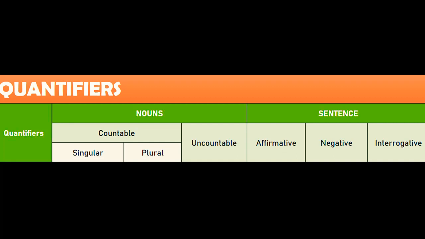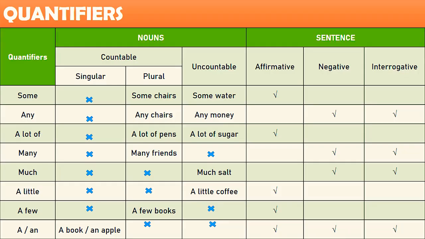There are three common types of sentences. They are affirmative sentence, negative sentence, and interrogative sentence. So let's discuss one by one. The next one is a lot of, much, and many. So actually they have the same meaning. They refer to a large number of something, but they are different in usage.